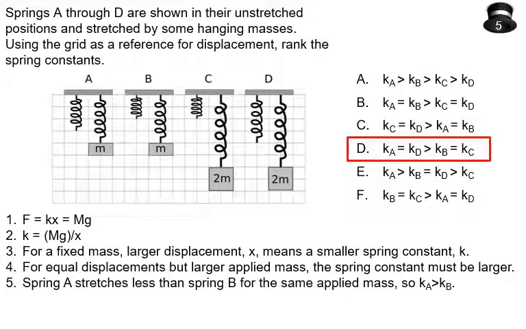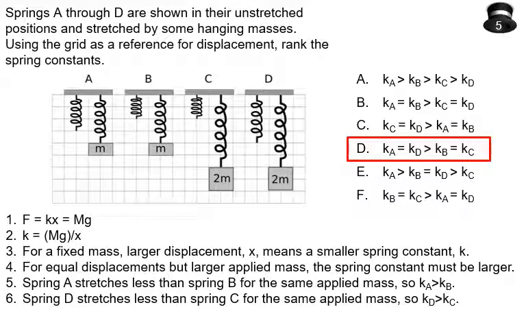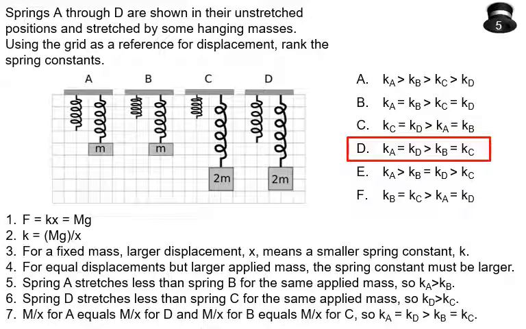So then, taking this step at a time, spring A, it stretches less than spring B for the same amount of applied mass, so it must have a larger spring constant than B. Spring D stretches less than spring C for the same amount of applied mass, so we know that spring constant for D must be greater than spring C.